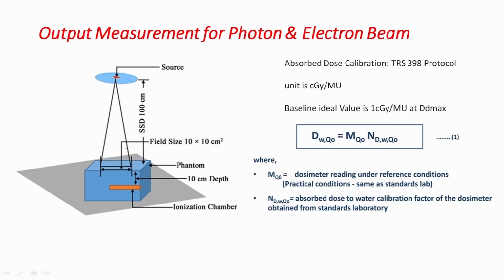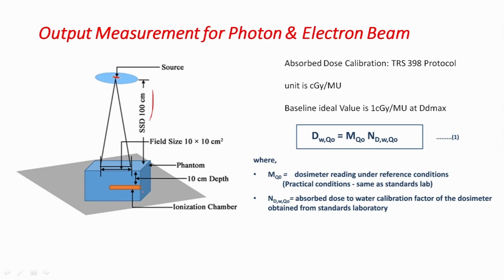In this case, your setup is the same. You require a phantom with minimum dimension of 30 by 30 by 30 centimeter cube water phantom, or a simple solid water phantom. The setup is source to water surface distance of 100 centimeters for the LINAC. Field size is 10 by 10. The chamber should be placed at 10 centimeter depth, and the same chamber, the thimble chamber or Farmer chamber, is to be used. In this case, we are not calculating a treatment time. We are going to expose with a number of monitor units.